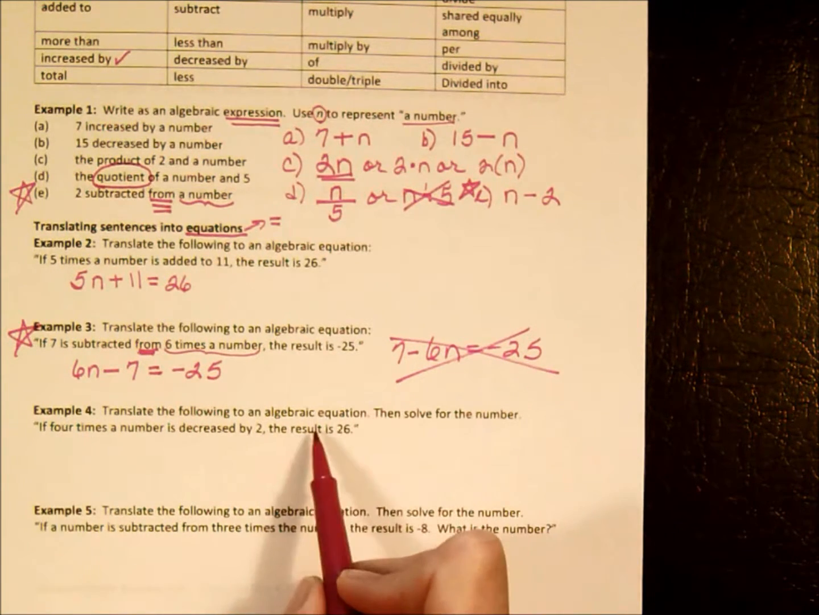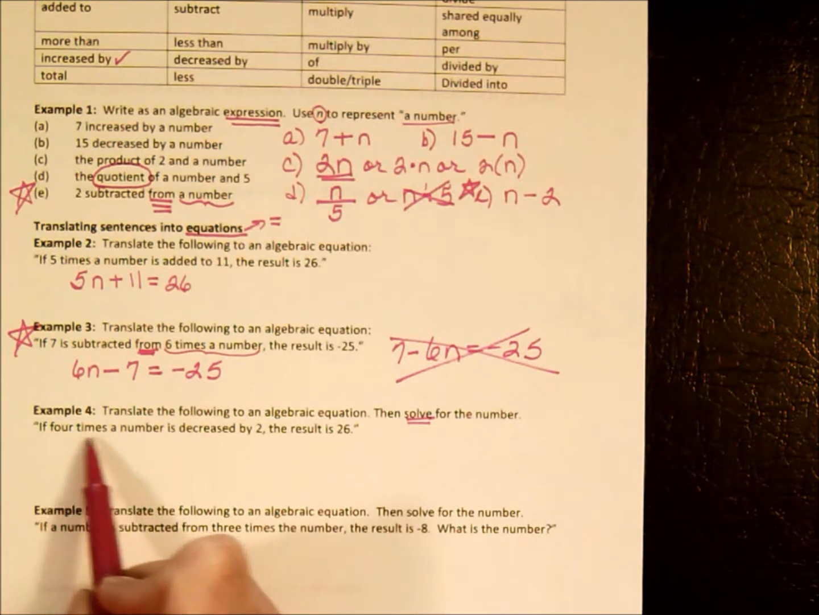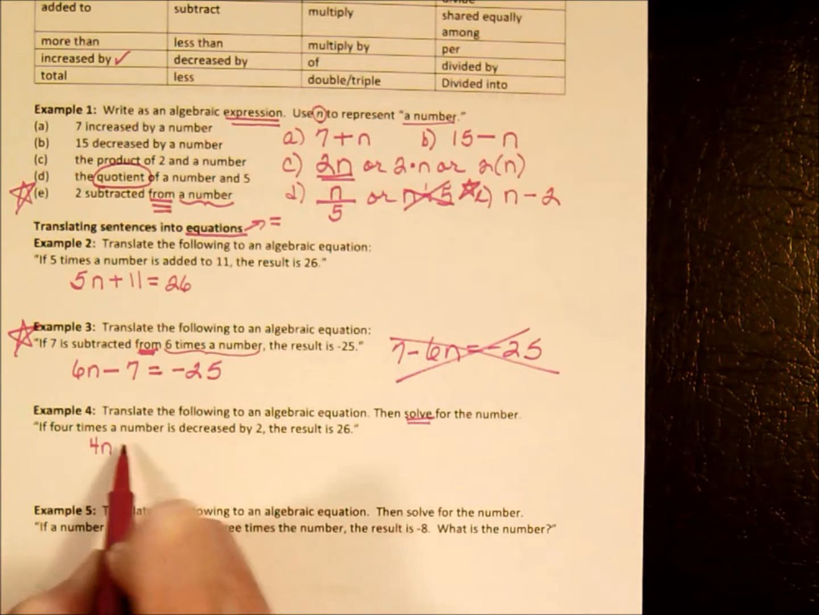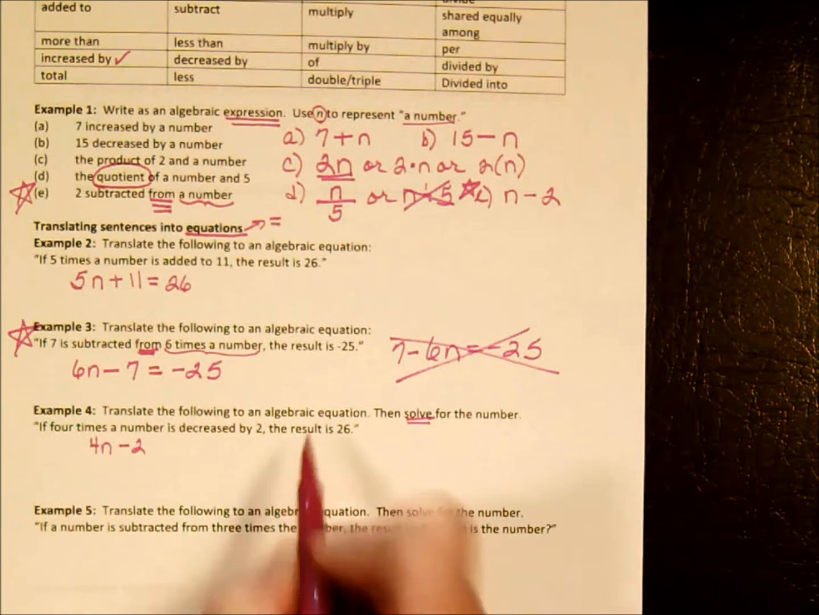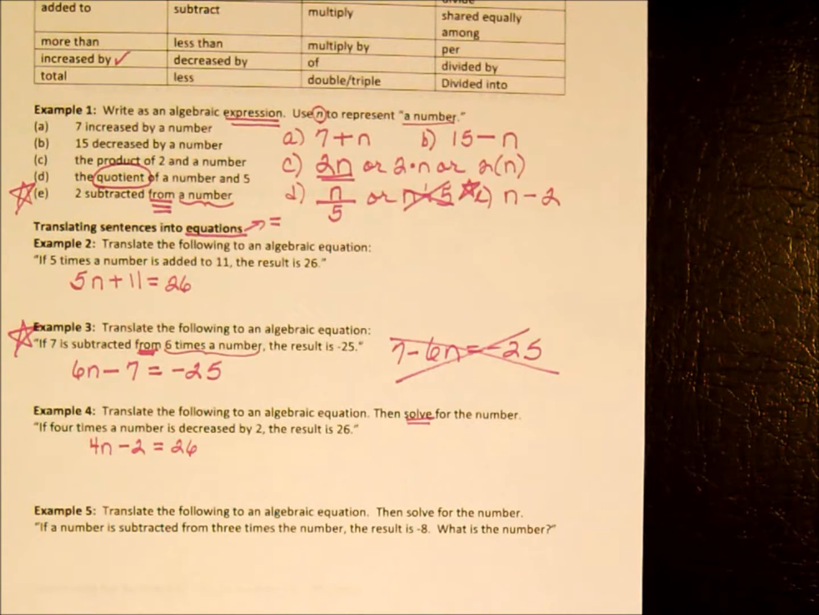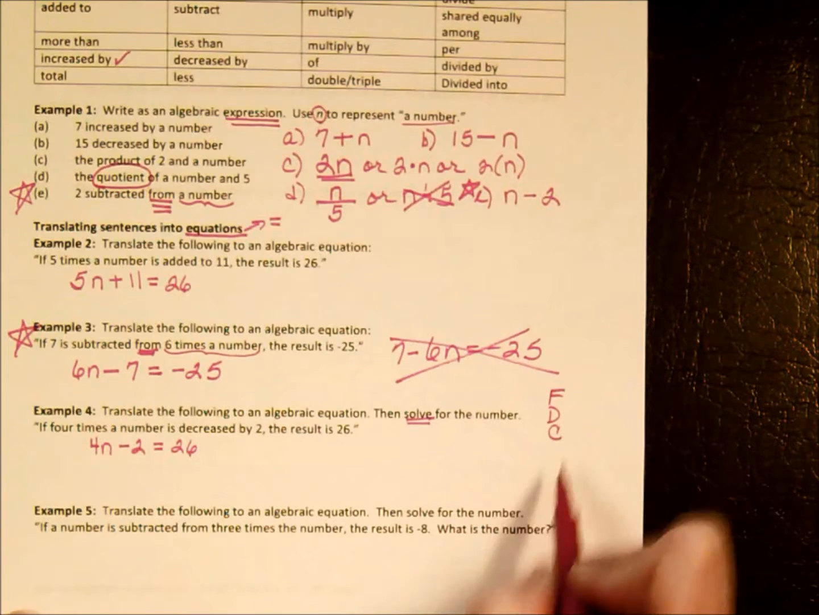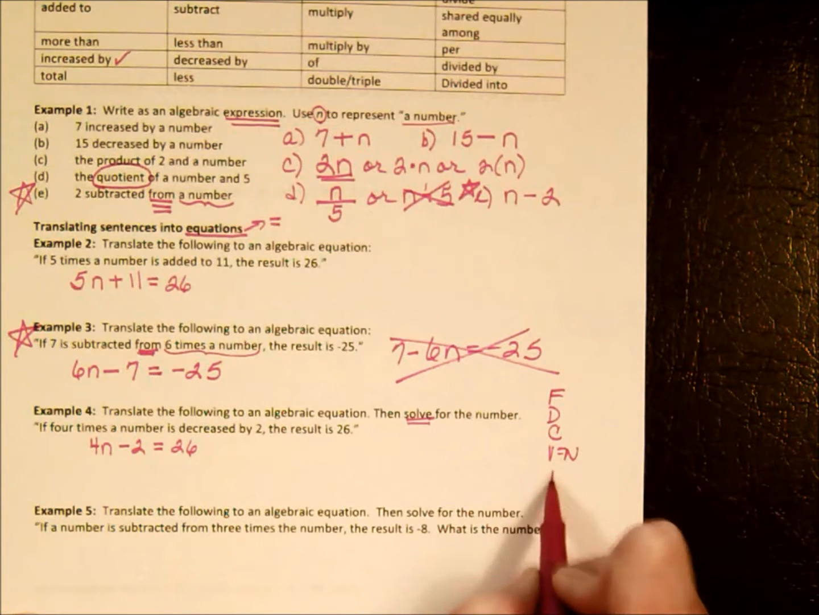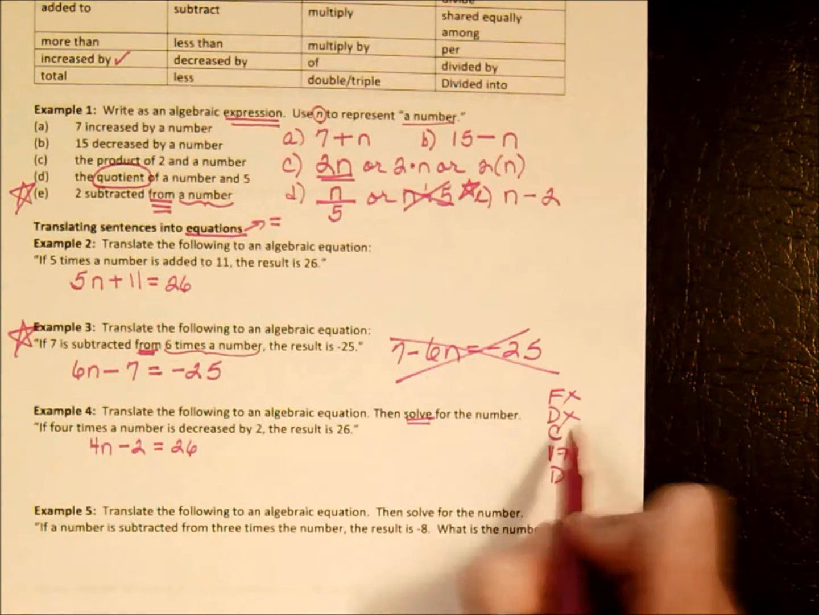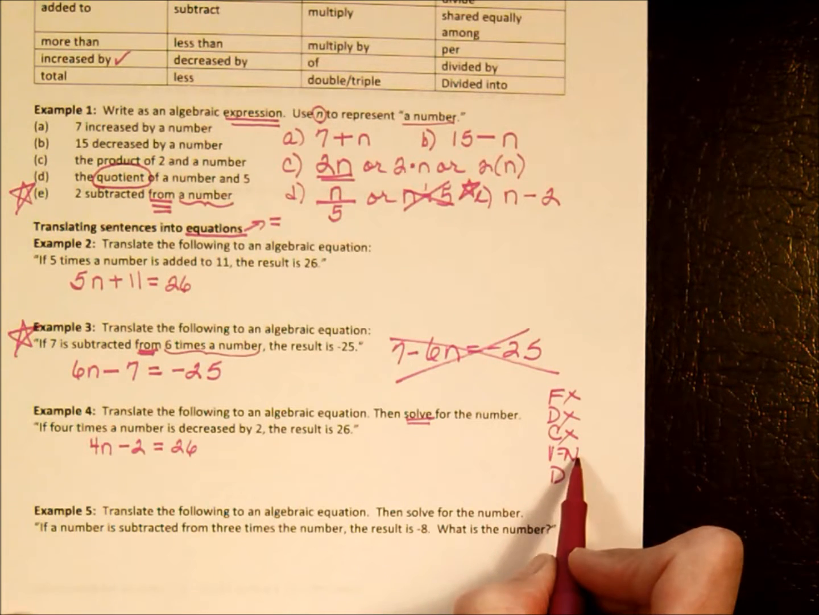Example 4 says to translate and then solve. So we're actually going to figure it out. If 4 times a number is decreased by 2, has 2 taken away from it, the result is 26. Now we're going to solve this using our steps. Get rid of fractions, distribute, combine like terms, get variables equal to numbers, and divide. There's no fractions. There's no distributive property. There's no like terms to combine. So I just need to get the variables on one side and the numbers on the other.